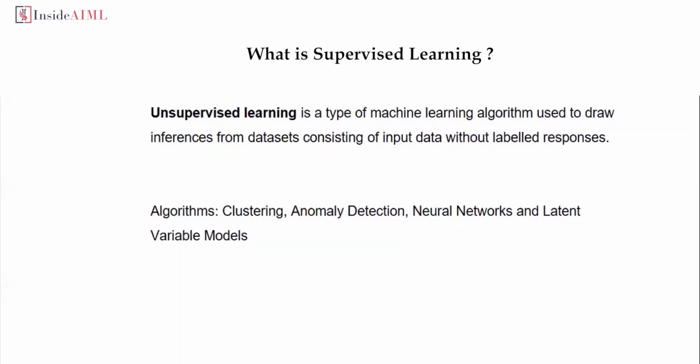So the examples are the clustering algorithms, as I have said, k-means, DBSCAN, and hierarchical. There's anomaly detection. Then neural networks and latent variable models are also examples of unsupervised learning.